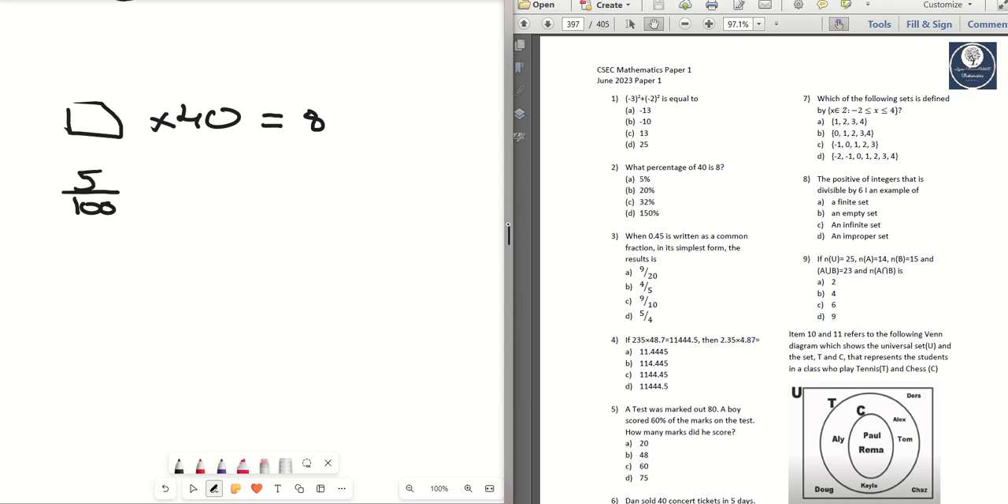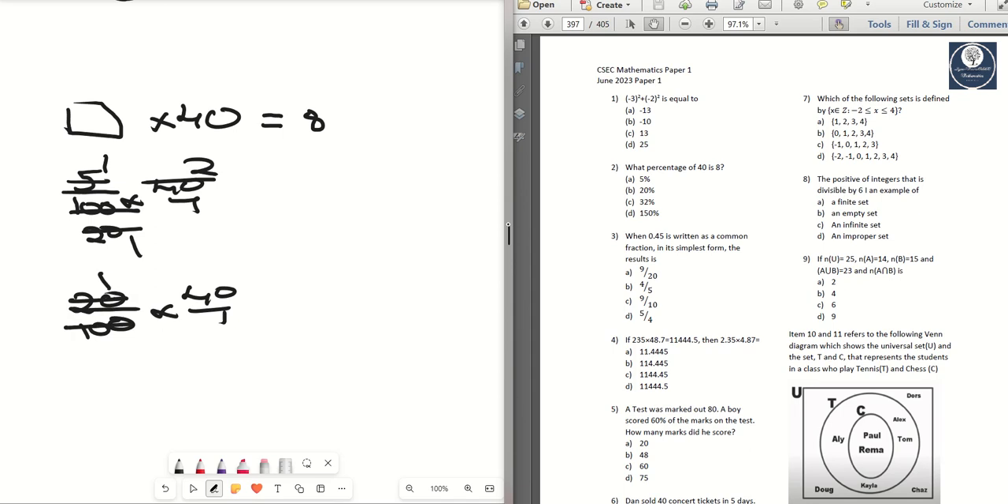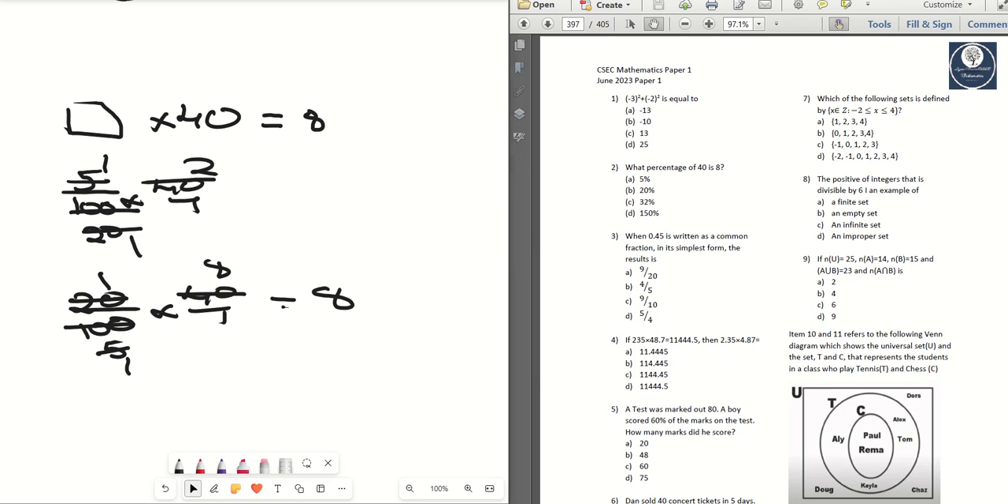I'll use the answers. So 5 over 100 multiplied by 40 over 1, 20 over 10, so 2, so 5% is wrong. 20 over 100 multiplied by 40 over 1, 5 into 40 is 8. The answer for 2 is 20%, which is B.